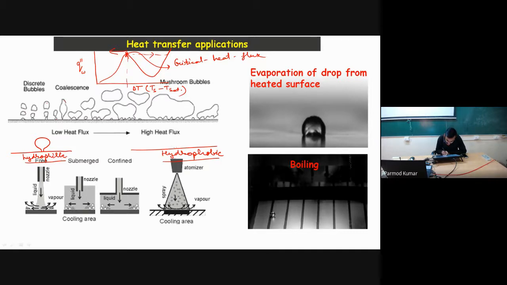In this case, for the same volume, the bubble profile will be something like this. Now if you see, the disadvantage of the hydrophilic surface is that when the bubble departs the surface, it will not keep any vapor residue.